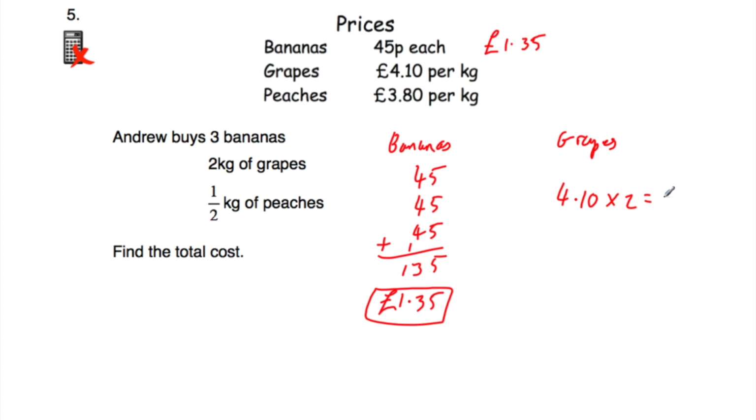because we're buying 2 kilograms, and that'll be equal to £8.20. We could have done £4.10 plus £4.10 there, or I've just done £4.10 times 2, which is equal to £8.20. So the grapes will cost £8.20 for 2 kilograms.